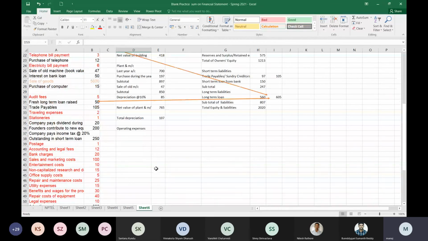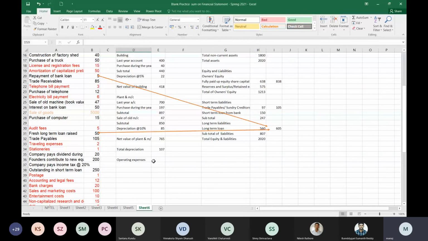Now all those red things are operating expenses. Now we go to estimate operating expenses, which is equal to, first item should be depreciation, because there is a tendency that we may forget about it. So depreciation comes first.